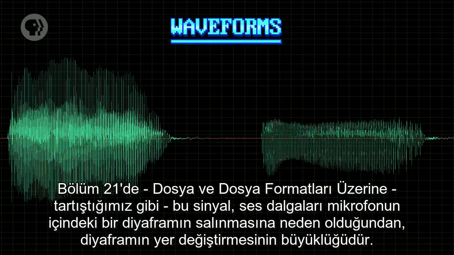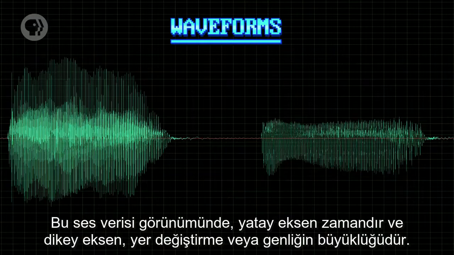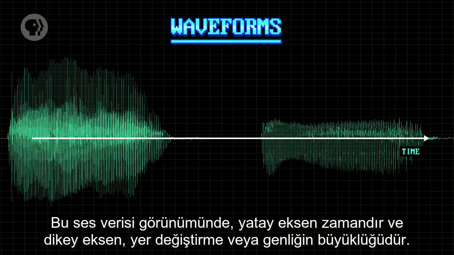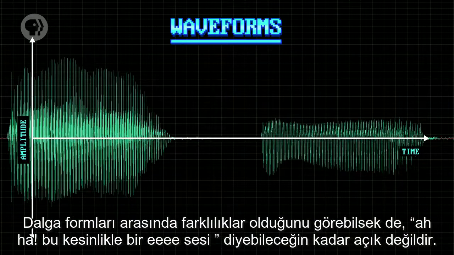As we discussed in episode 21 on files and file formats, this signal is the magnitude of displacement of a diaphragm inside of a microphone as sound waves cause it to oscillate. In this view of sound data, the horizontal axis is time and the vertical axis is the magnitude of displacement or amplitude. Although we can see there are differences between the waveforms, it's not super obvious what you would point to and say, aha, this is definitely an E sound.